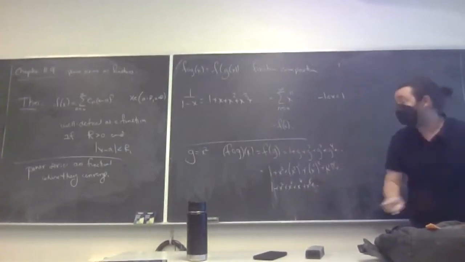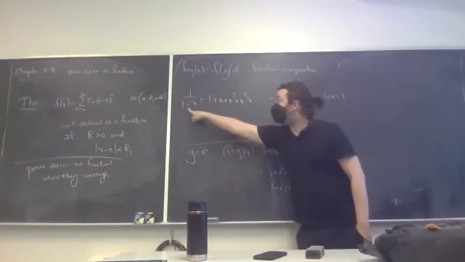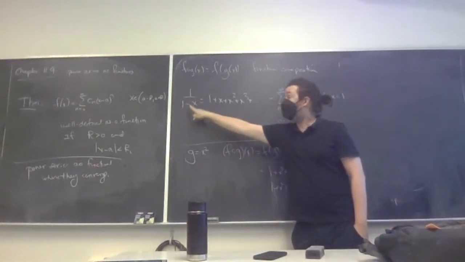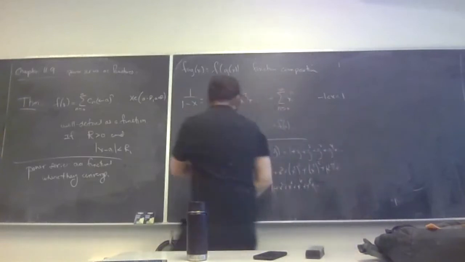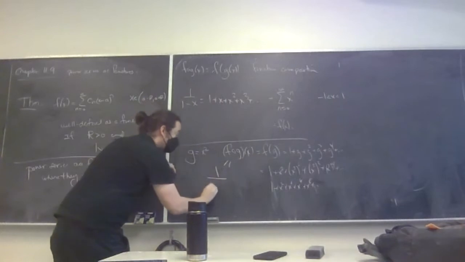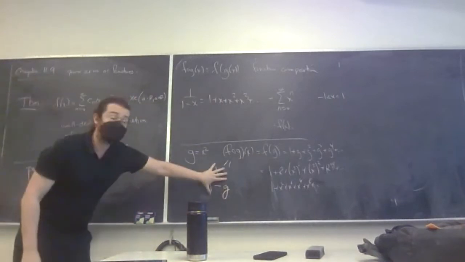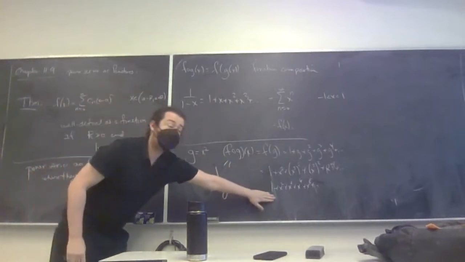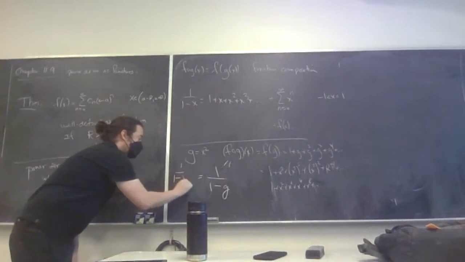But on the other hand, I have another way of writing down f and g of x based on this formula. f is also equal to 1 over 1 minus x. So f composed with g is also equal to 1 over 1 minus g. On the one hand, it's equal to this. On the other hand, it's equal to that. What is 1 over 1 minus g? It is 1 over 1 minus x squared.